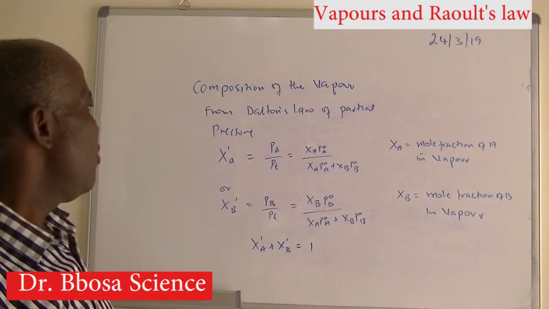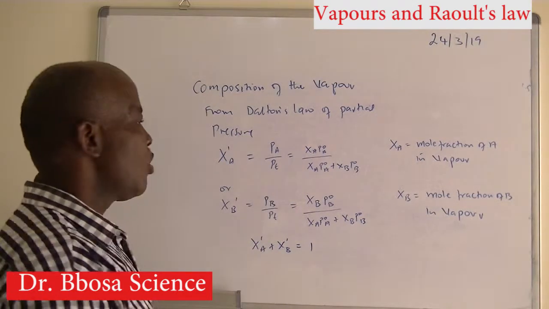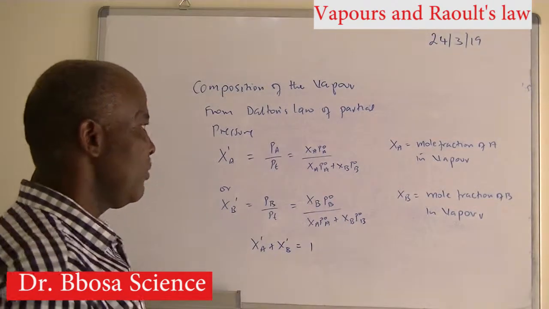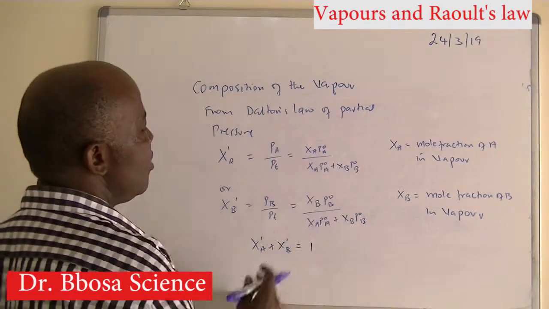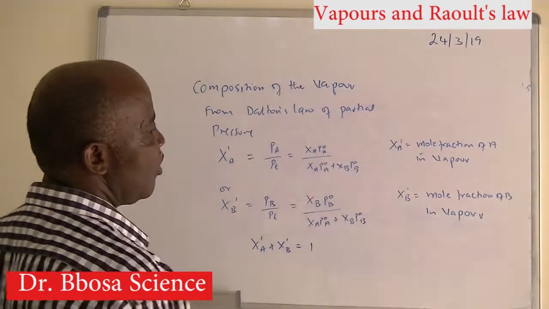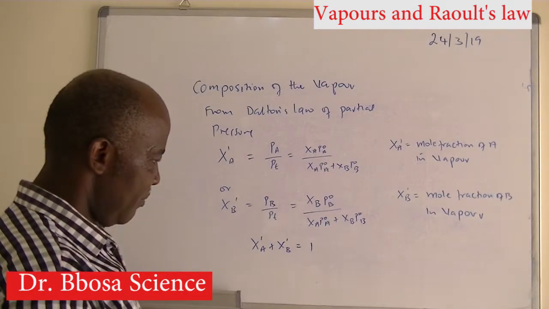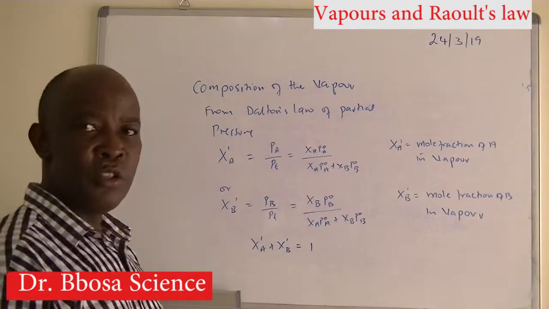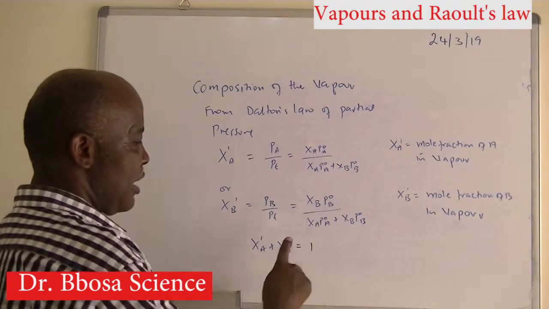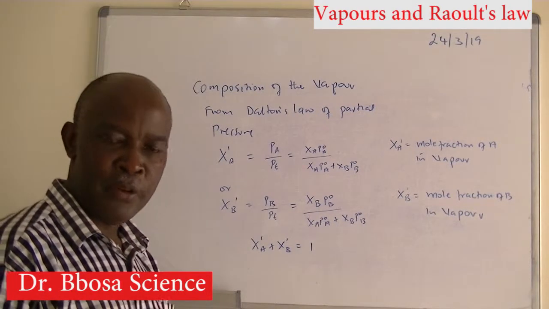For the composition of the vapor, the molar fraction of A in the vapor is equal to the partial pressure of A over the vapor pressure of the solution, which is equal to the partial pressure of A over the total of the partial pressures of A and B, where A dash is the molar fraction of A in the vapor and B dash is the molar fraction of B in the vapor. The total molar fraction is 1. So having gotten the molar fraction of one component, you can get the molar fraction of the other component by subtracting 1 minus the molar fraction of the component we know.